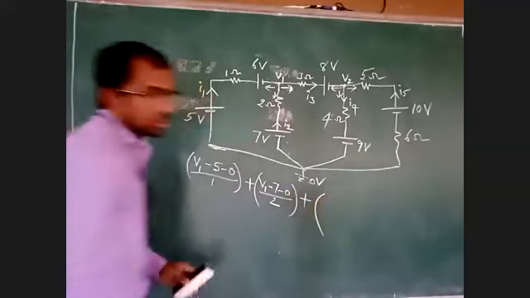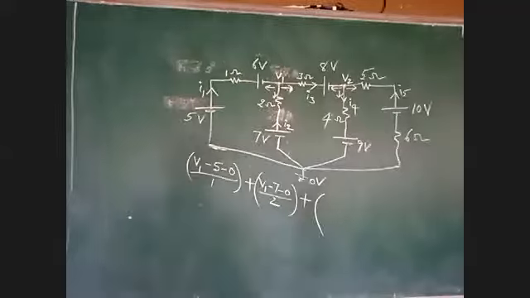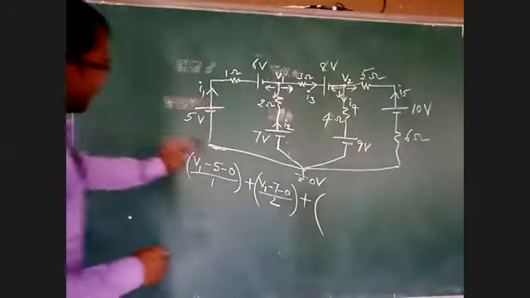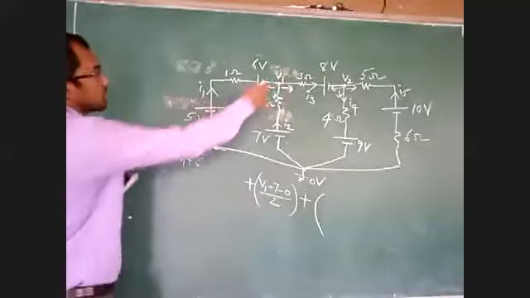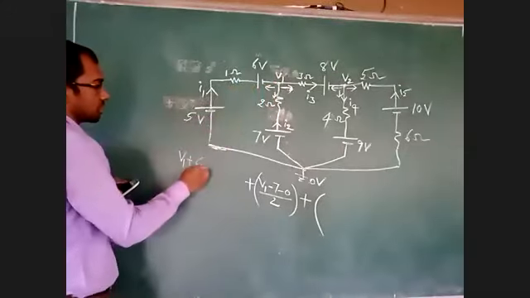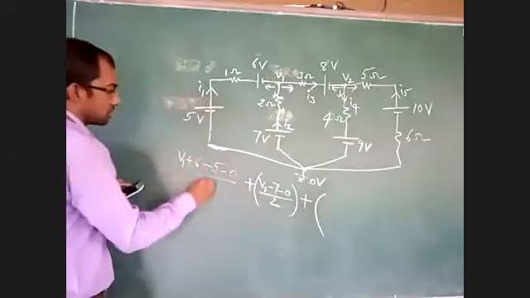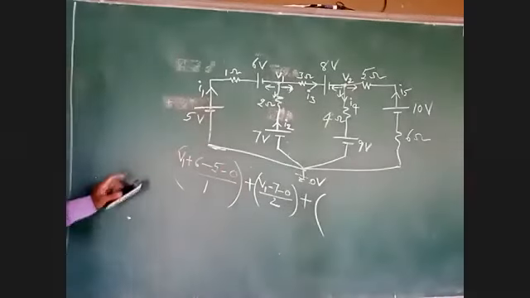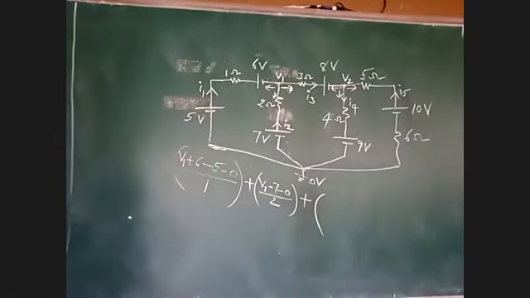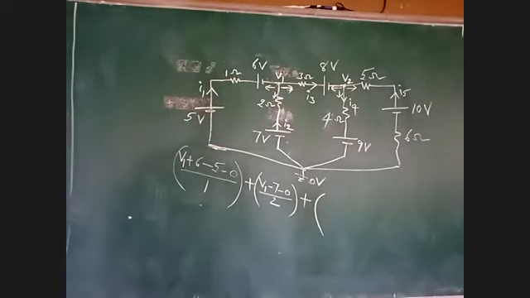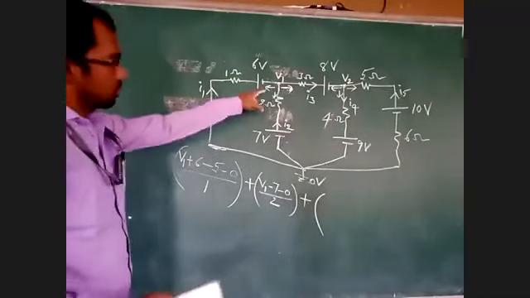Next. Any doubt? Sir, in the first one, write V1 plus 6 minus 5. Sorry, I forgot to write 6. V1 plus 6: V1 is moving from minus to plus, so 6 minus 5 minus 0, divided by 1. Next, this arrow is completed.